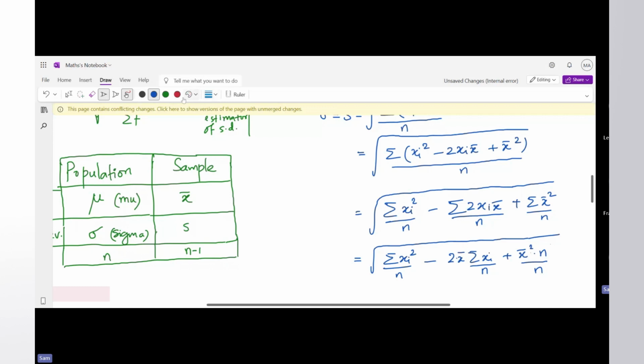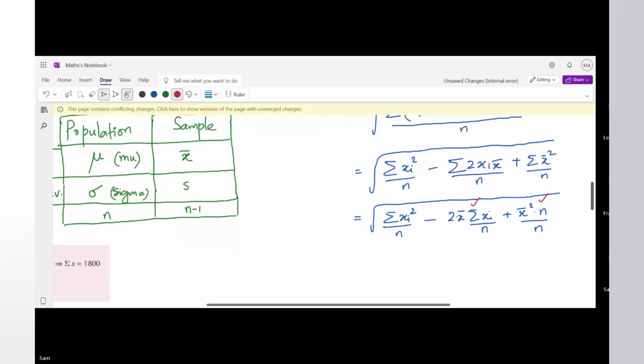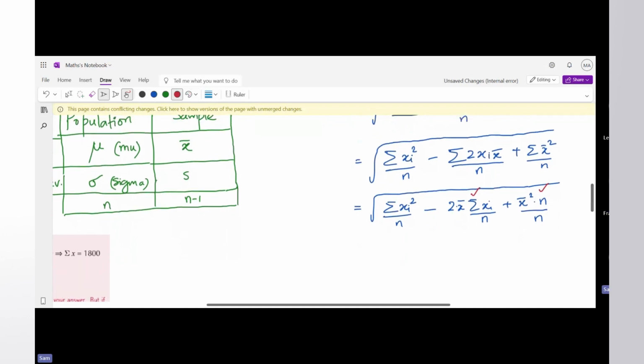Are you clear how I wrote this step and this step? If you're clear, then it's fine, I'll move on. Otherwise, I would like to explain. You want me to proceed or explain this? Just proceed. Okay, thank you.